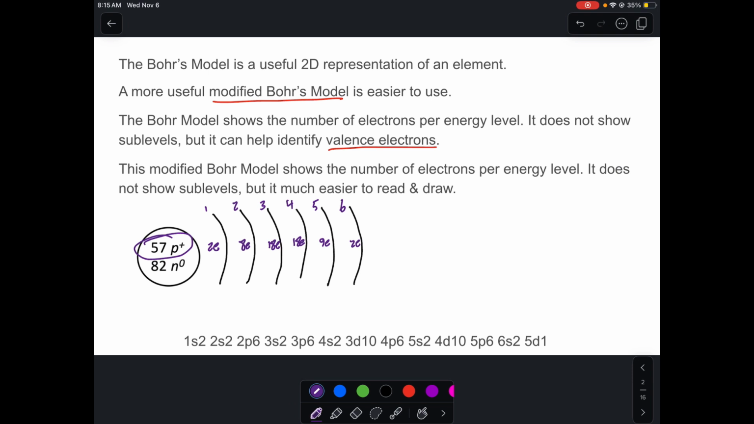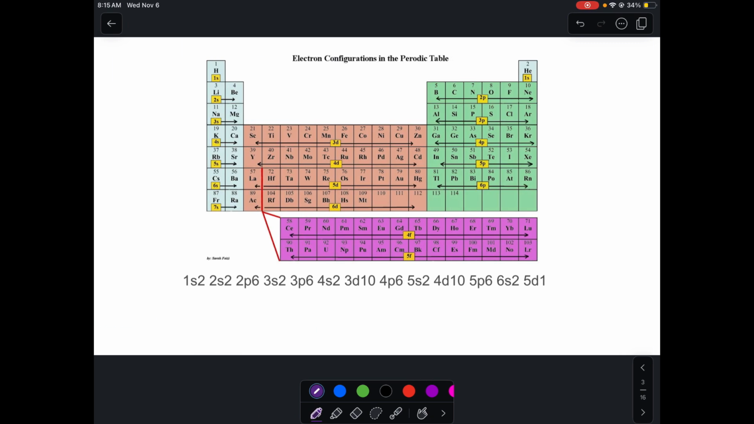So if we convert this to electron configuration for lanthanum, so this is lanthanum, this is what we would get down here. Now that is a real pain to write out. So we're going to work on a way today where we make that a lot simpler.